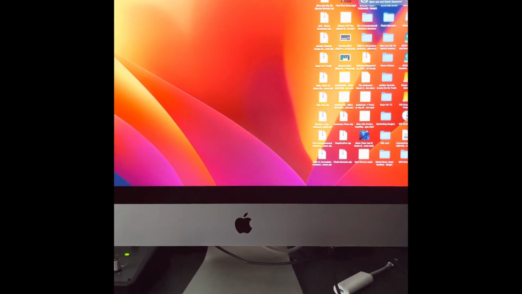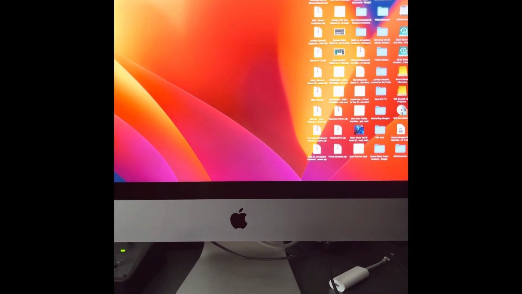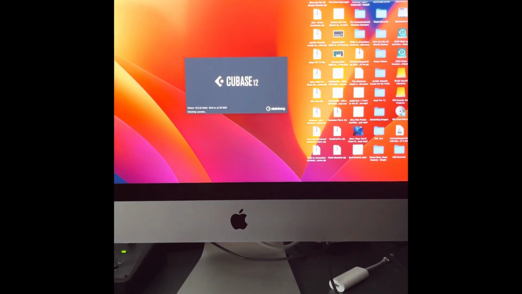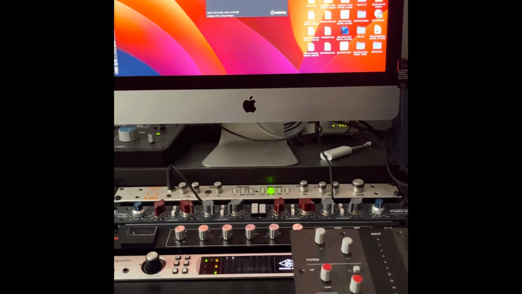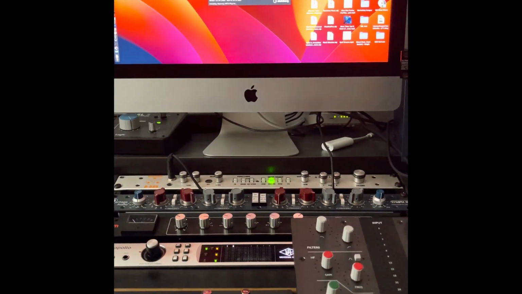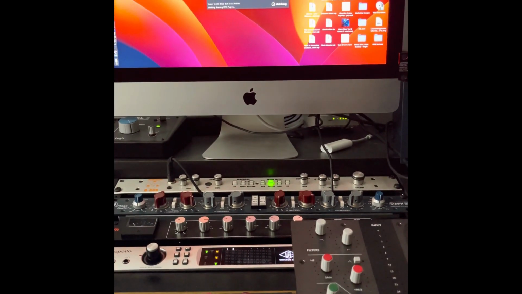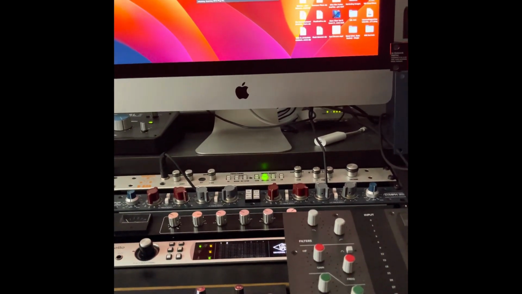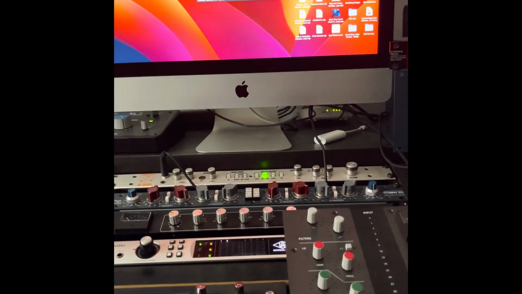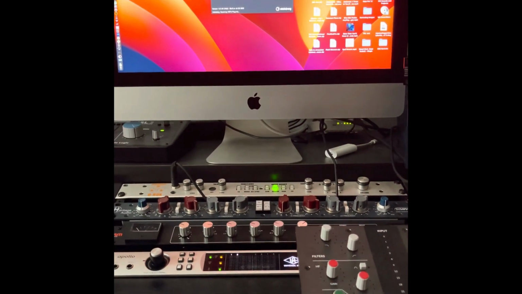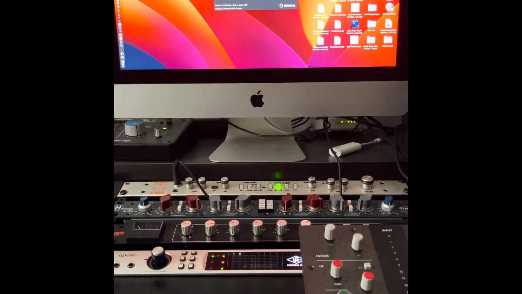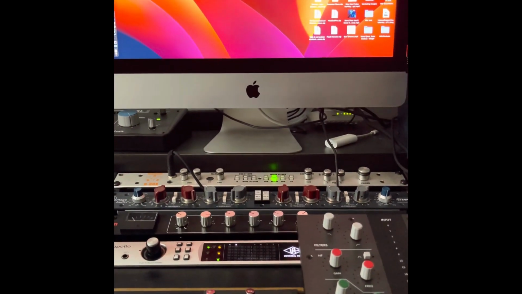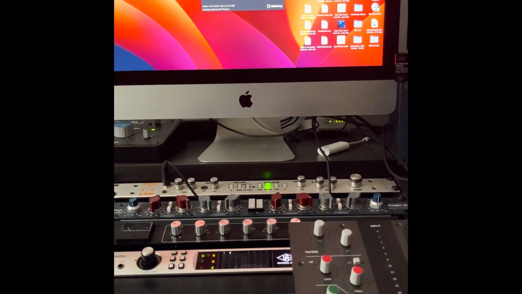So I'm going to open up Cubase again. This is crazy. I was losing my mind. I even did Time Machine. I even wiped my hard drive clean. I was panicking. You don't have to do none of that. You don't have to find your Time Machine or anything like that. This is how you do it.